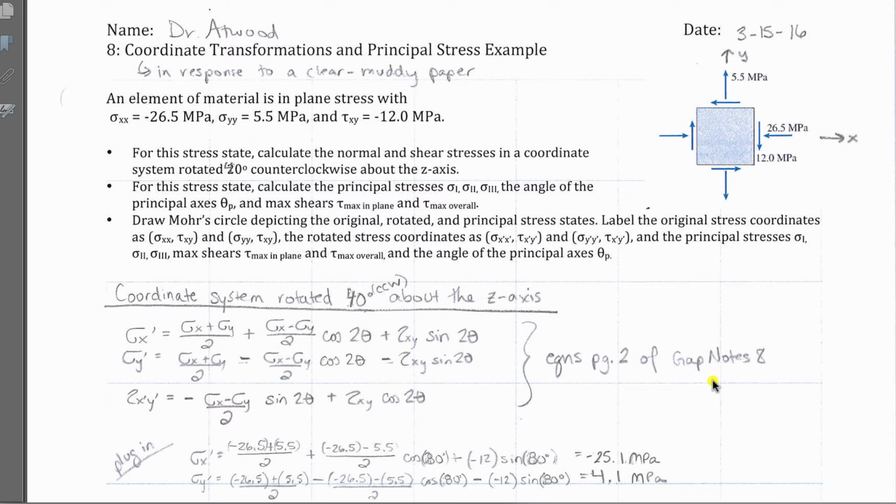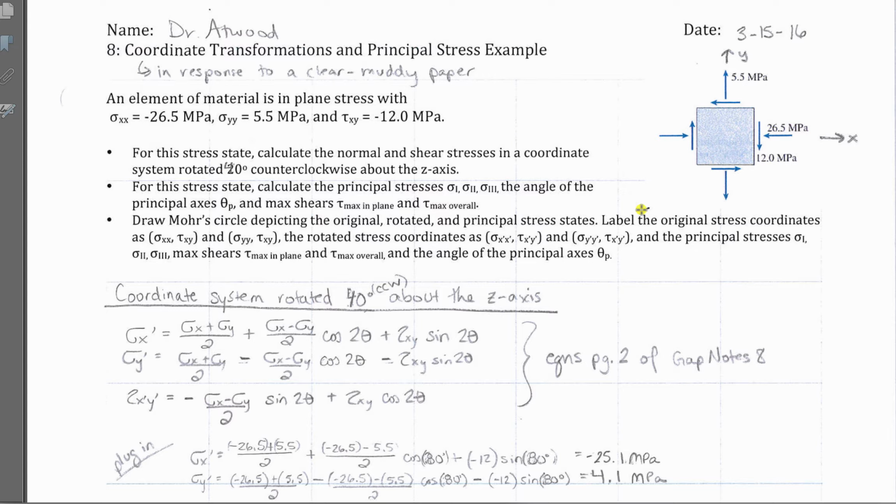I think it's really helpful to go over a specific example when we're doing these coordinate transformations and principal stresses and Mohr's circle. So this is the specific example that we added in class in response to your clear muddy papers. And in this case, I actually do have the angle that I intended for us to do, which is rotating 40 degrees counterclockwise. So this will be a little bit different than the one that you did in class, which I think is an additional good exercise.